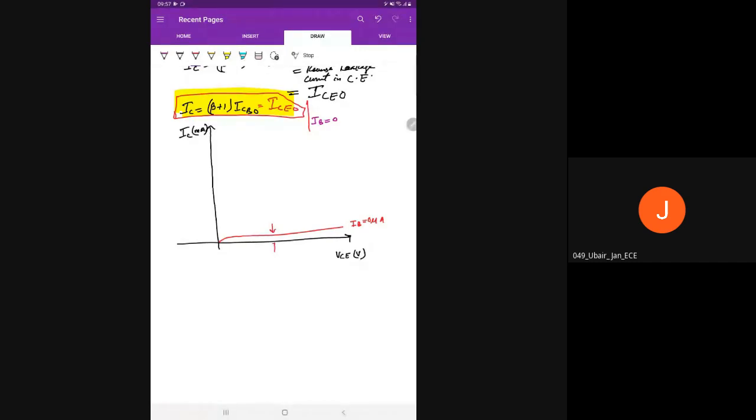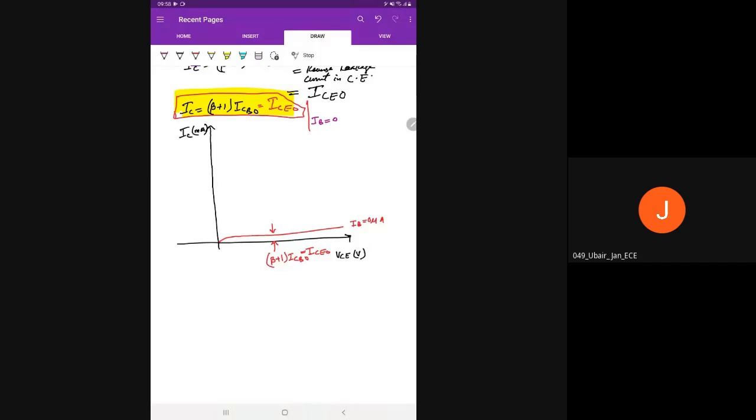In our common base configuration, this was ICBO. But here it is quite higher than ICBO. How much higher? It is beta plus 1 times ICBO, which is basically ICEO. So it is quite higher than the reverse leakage current of common base configuration.